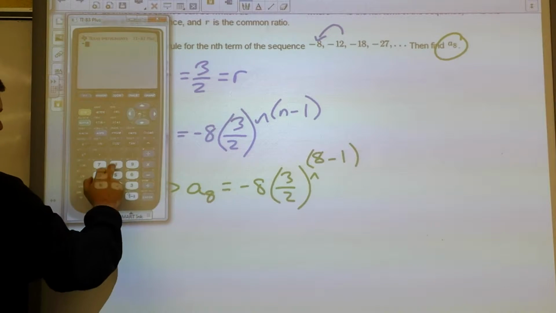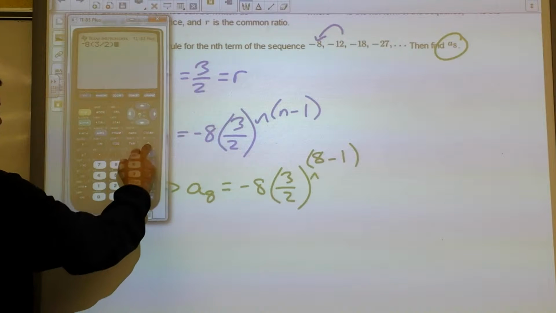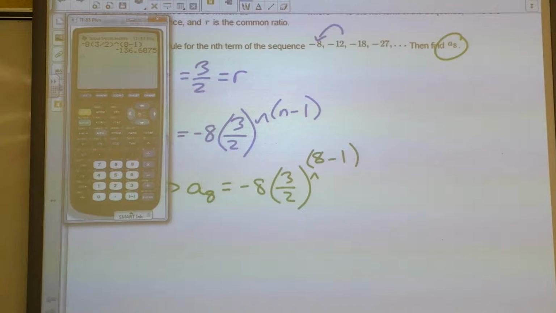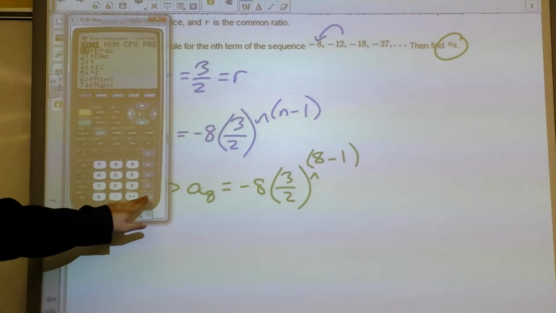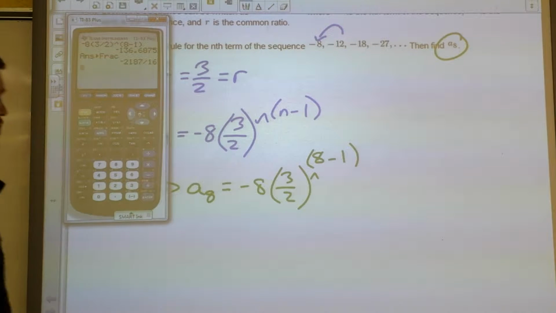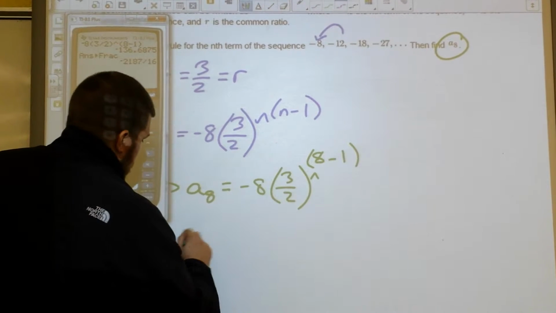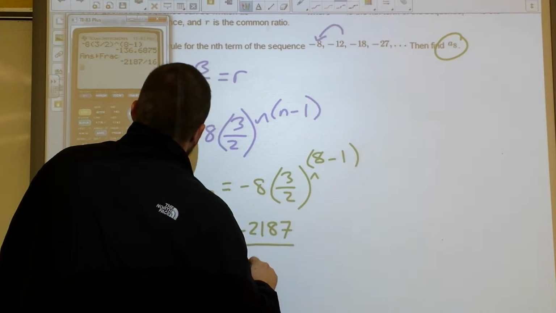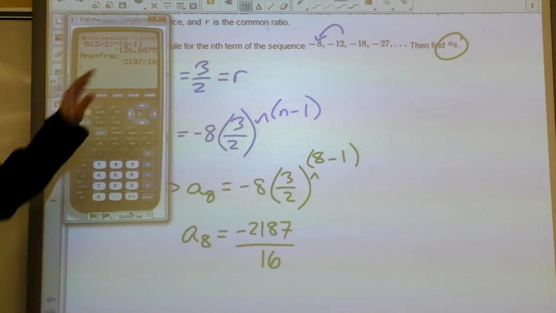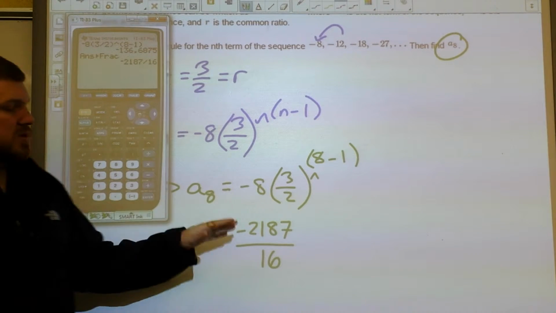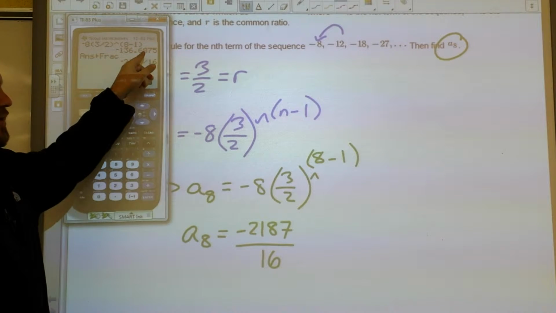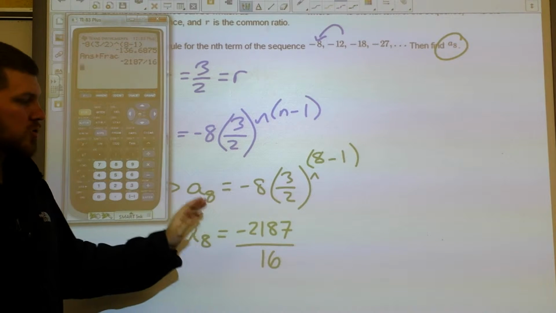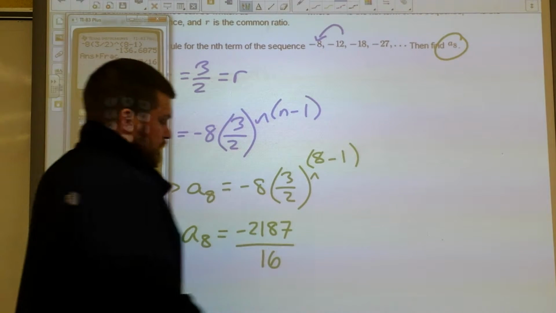Okay, so I can say negative 8 parentheses 3 over 2 raised to parentheses 8 minus 1. And I get a decimal. Let's turn that into a fraction though. Hopefully it'll turn into a fraction. I get negative 2,187 divided by 16, so a sub 8 is negative 2,187 over 16. I like the fraction a little bit better than the decimal just because it's a little bit cleaner. If you rounded this, say to 2 decimal places, you're not getting who really lives in the 8th house. So I would encourage you, please, please, please, put it as a fraction.